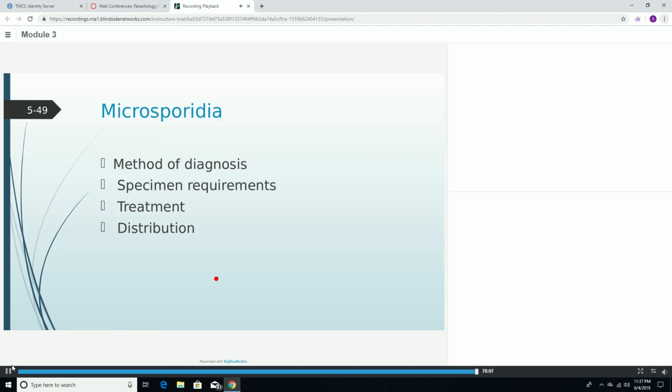So this is just good practice for you guys, and you should be able to tell what the parasites are just from taking a look at the pictures here.